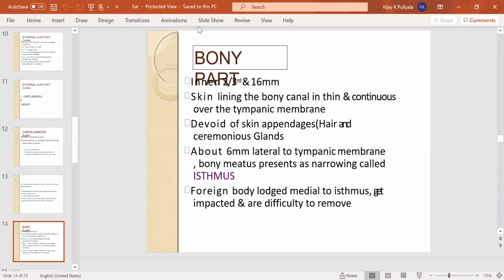So what is the venous drainage? Again the same, they drain into the external jugular vein and superficial temporal vein. So that is about the venous drainage. Next, coming to the nerve supply.